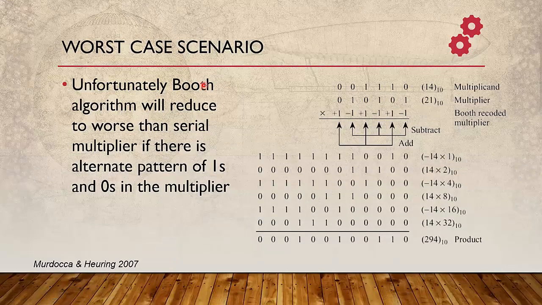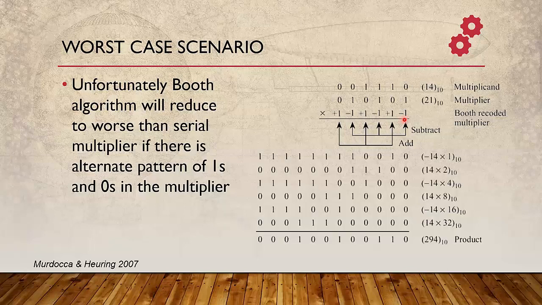However, Booth algorithm, which is supposed to improve serial multiplication, will become worse than the algorithm it is supposed to improve if we see an alternating pattern of ones and zeros in the multiplier. For example, if we are multiplying with 21, we actually reverse the problem in the slide before. Instead of multiplying 21 with 14, now we are multiplying 14 with 21. 21 has a pattern of alternating 1 and 0 in binary.